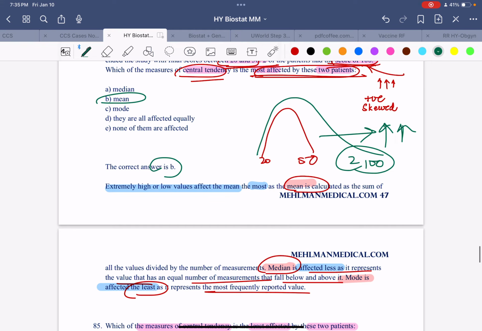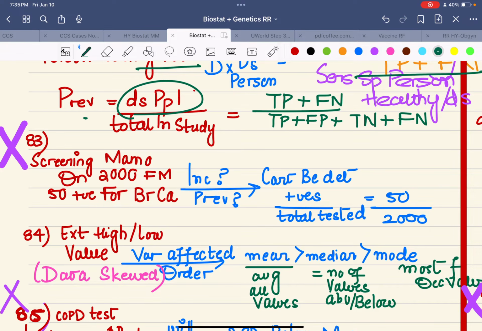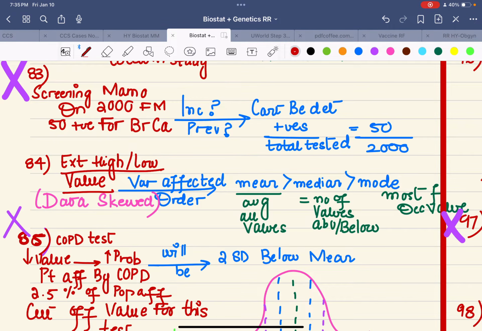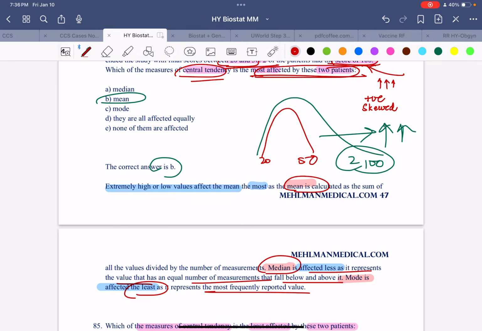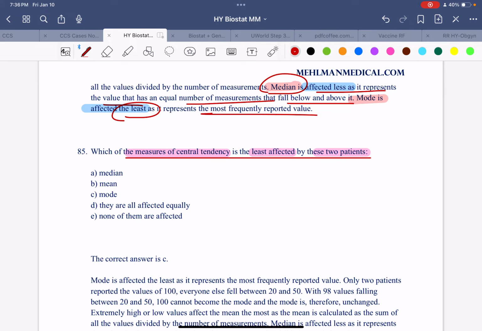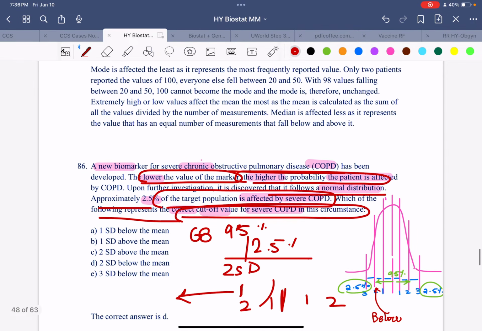So extremely high or low values affect which value the most? Mean, the most. Which value is affected moderately or less? That's median. And which value is affected the least? That is the mode, which is the most frequently represented value. The extreme high or low values affect and skew the data the most by affecting the mean the most, then the median in the middle, and the mode the least. Mean is the average of all values, median is in the middle, and mode is the most frequent of all values. Which of the following measures of central tendency is least affected? We already know that C, mode, is least affected, right?